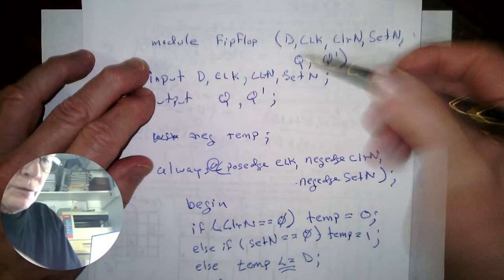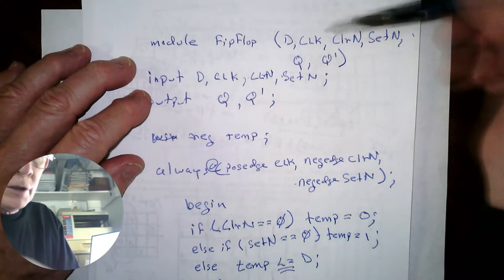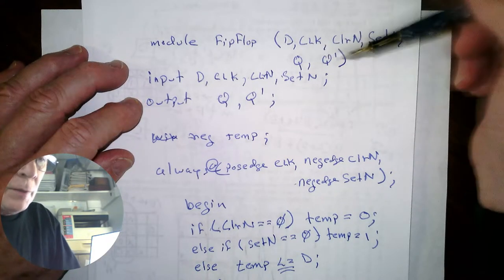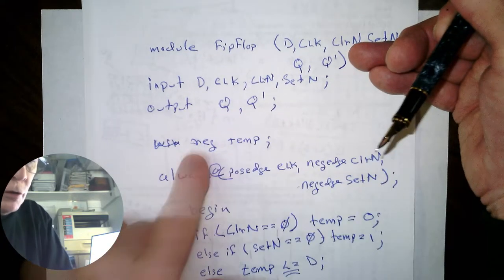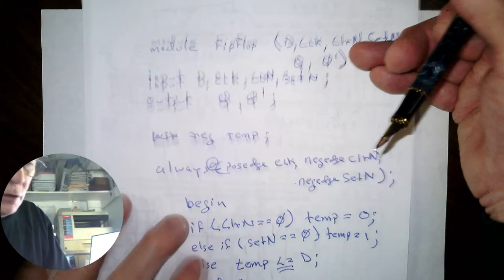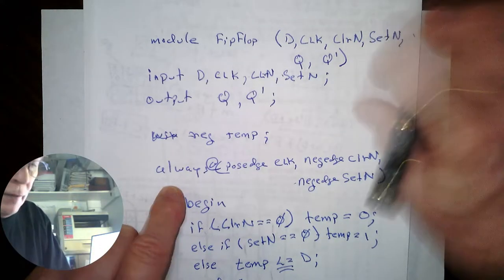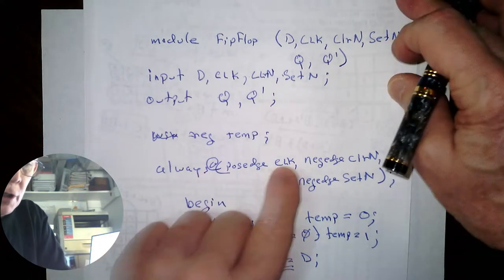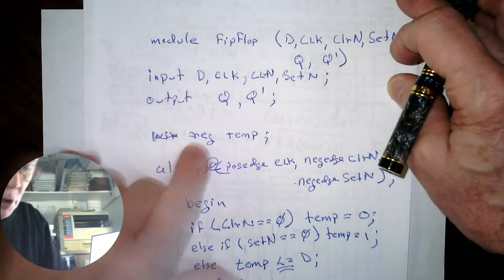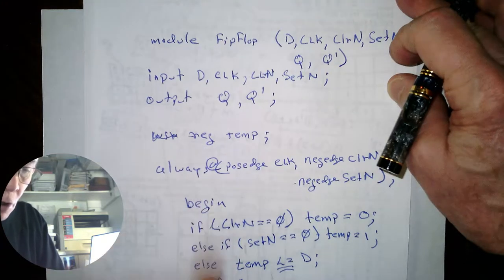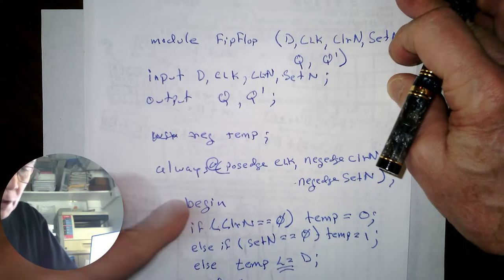So module flip-flop. Here we have D, clock, clear not, set not, and Q, Q prime. Input D, clock, clear not, set not. Output Q, Q prime. Internal signal temp. It's a register. And then we have always at posedge clock, negedge clear not, negedge set not. Now notice this temp has to be a reg, because we're going to make it the left-hand side inside our always block. Then we have begin for the always block.